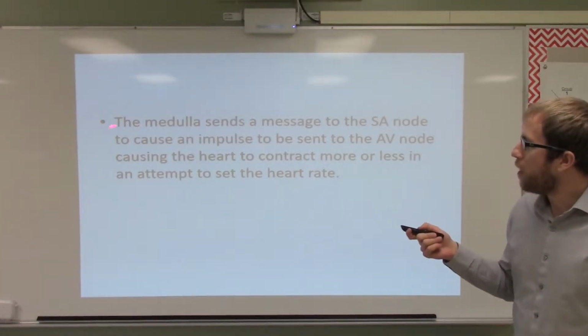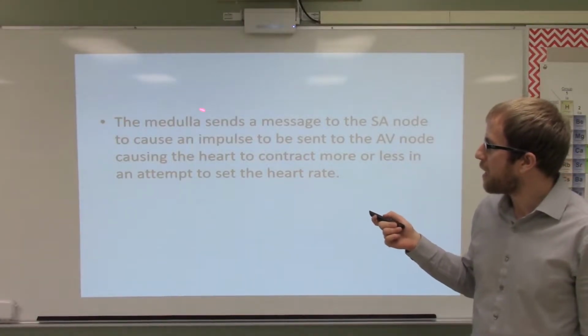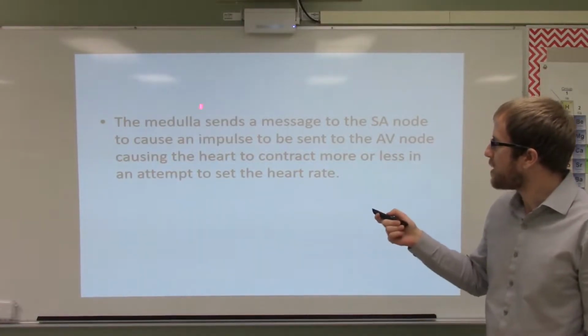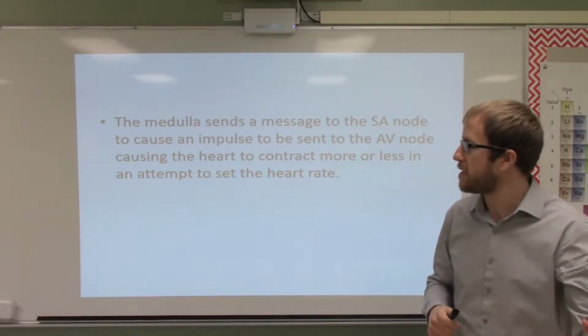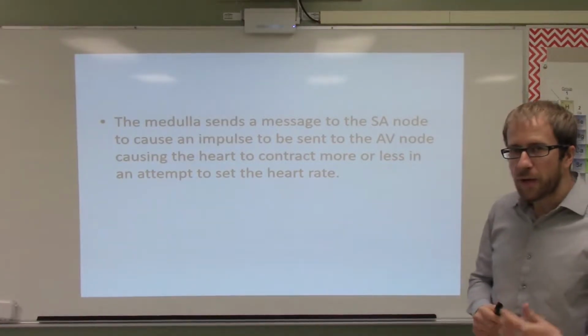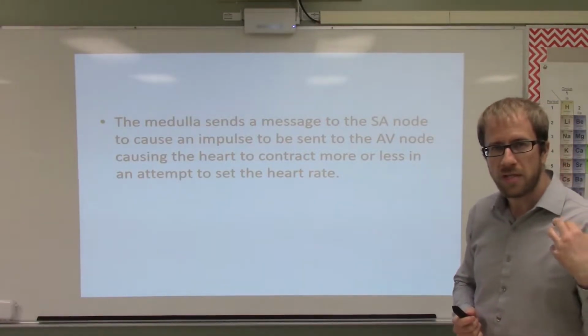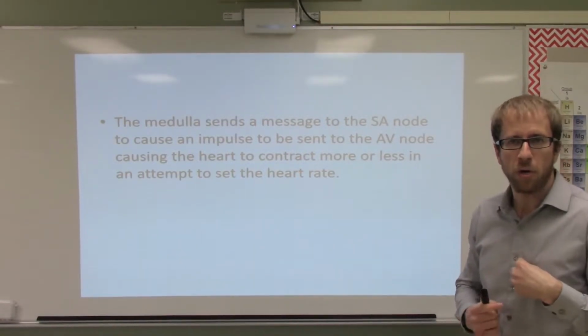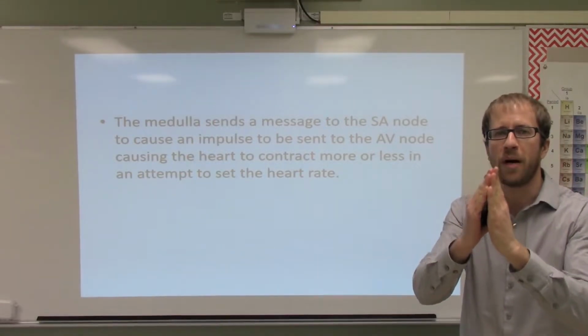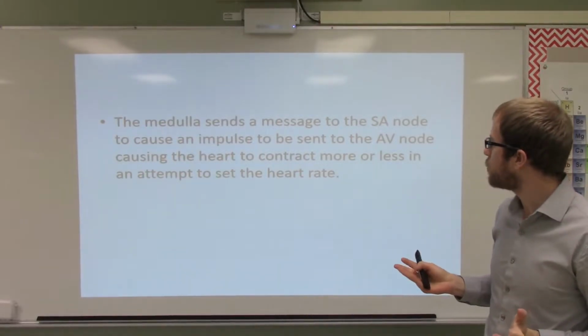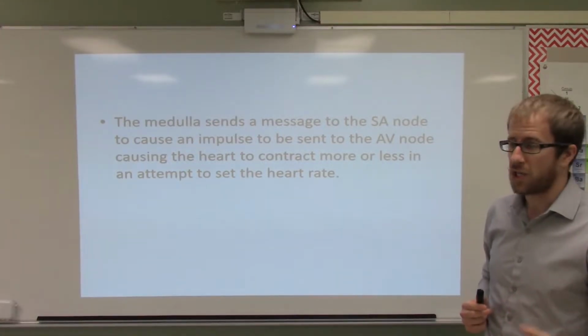Now, the medulla is the thing that's going to control your heart rate by sending messages via those nerves to your SA node. And remember, your SA node sends that to your AV node, right? Once that electrical signal gets to that atrioventricular node, it's going to pass down the bundle of His down to the bottom of your ventricles to cause your ventricles to contract.